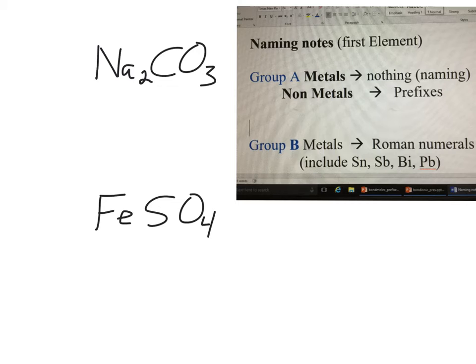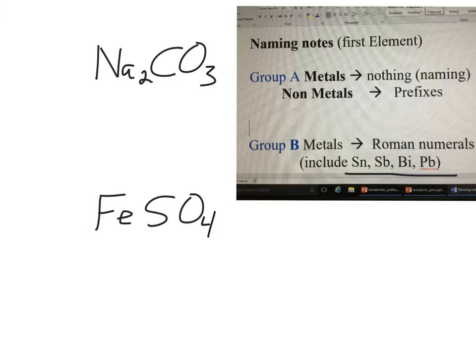Trick here is, okay, how do you know what group A and group B is? Your group A are the elements that are above on the periodic table, and the inner transition metals, that's your group B, okay? Now there's an exception. There's that little square, the Sn, the Sb, the Bi. Those are going to function like a group B, even though they're on the A side.